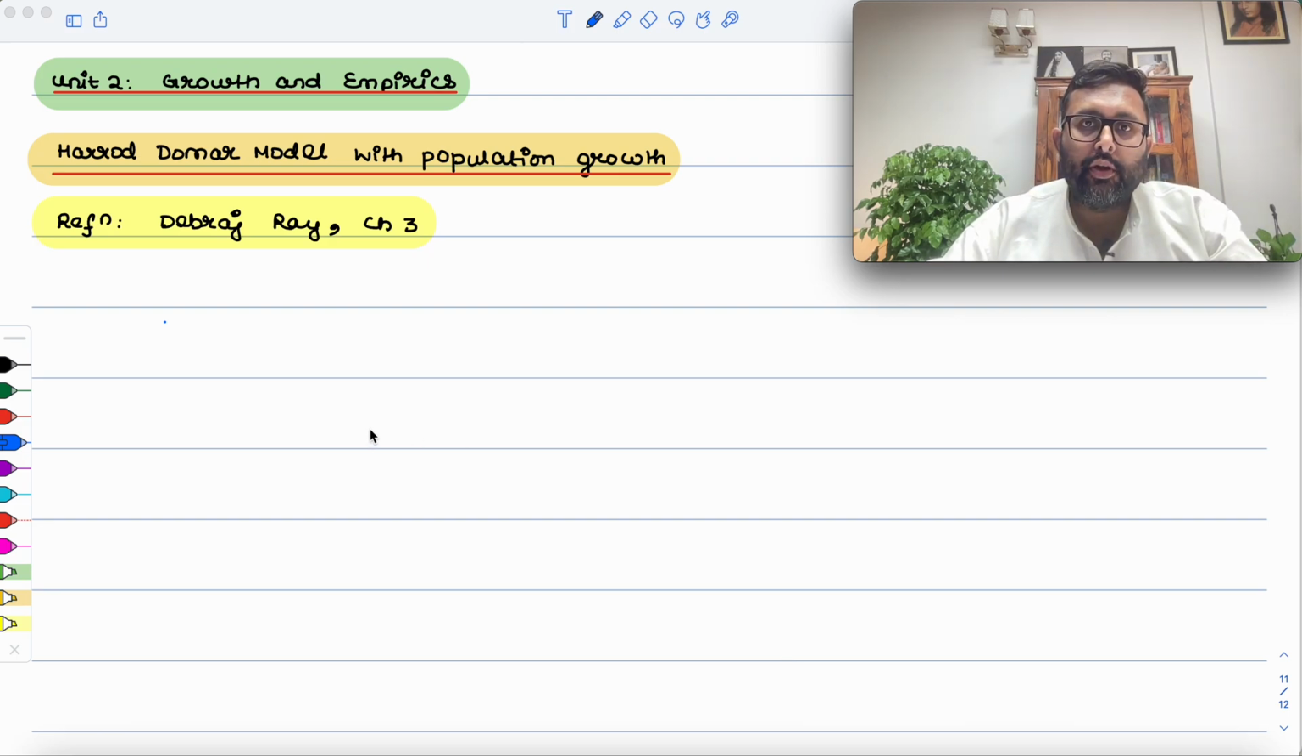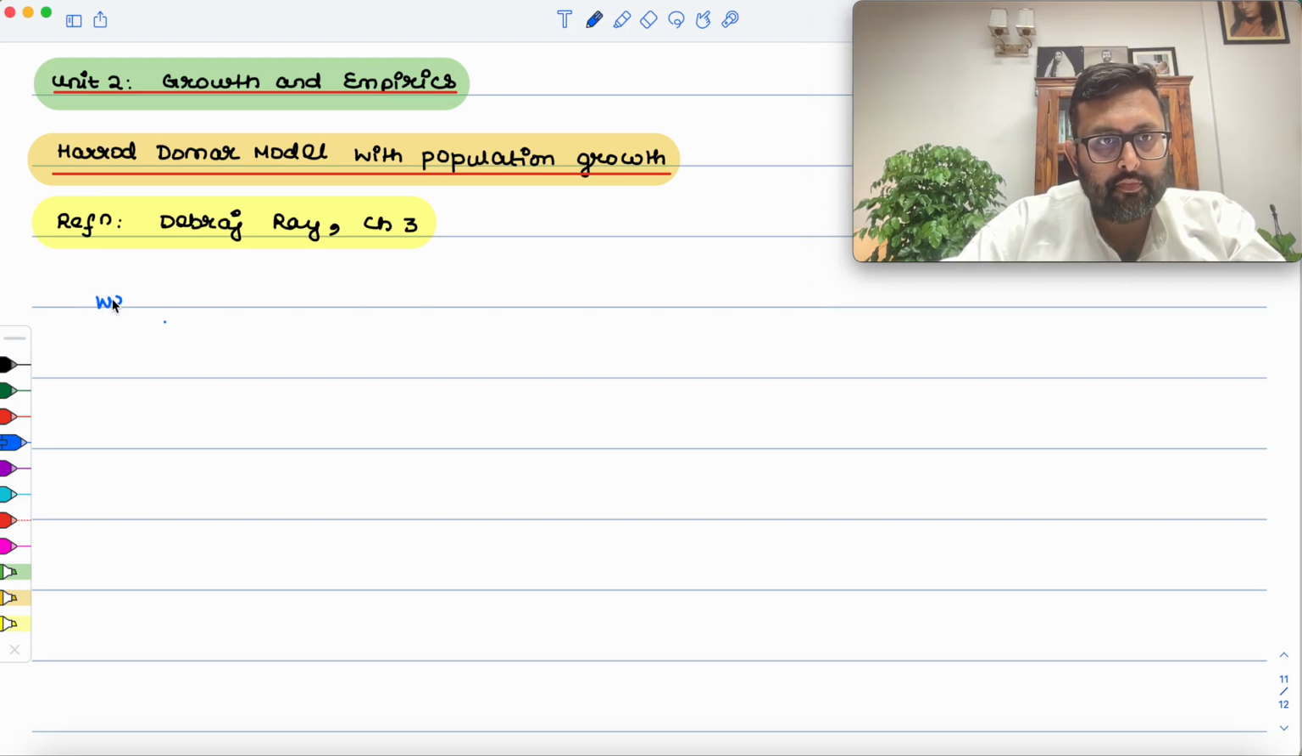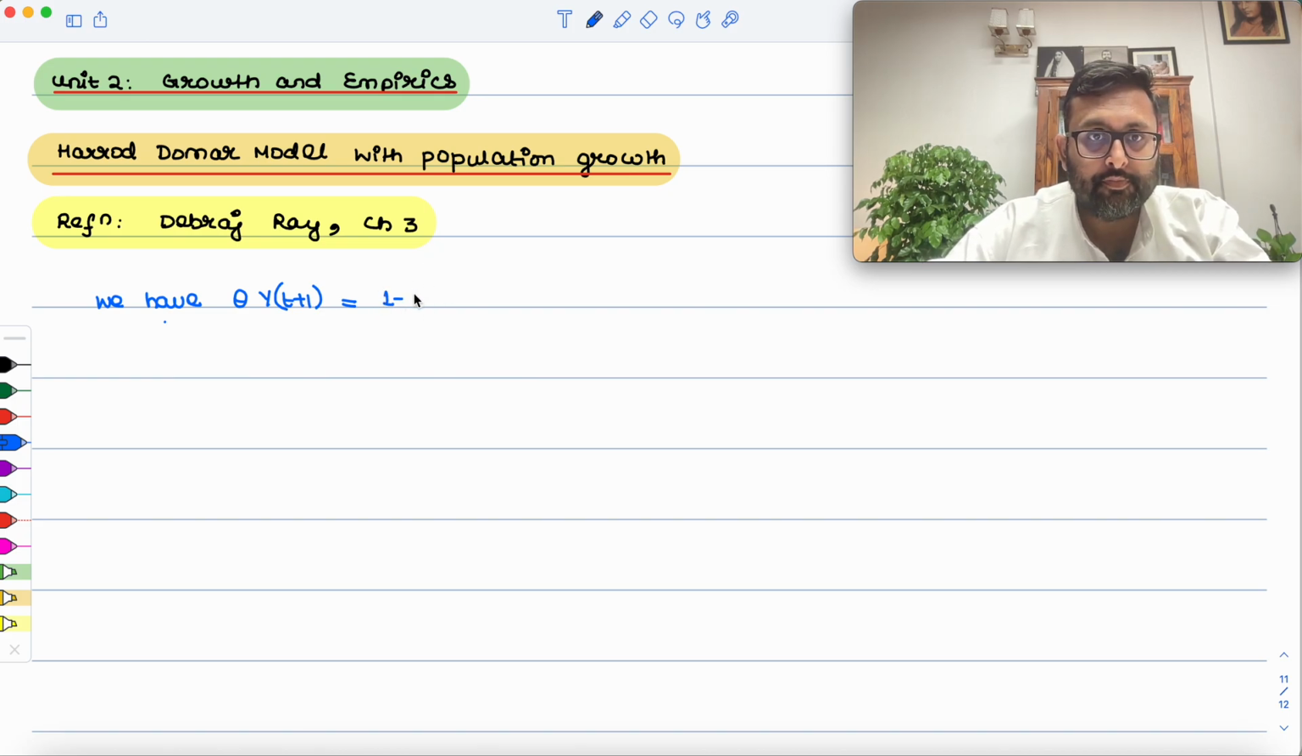So we have done the Harrod Domar equation in the last class. Now let us try to bring population growth into the Harrod Domar equation. If you remember, we have theta Y_{t+1} equals (1 minus delta) theta Y_t plus s Y_t. This is the expression which we derived in the last class.